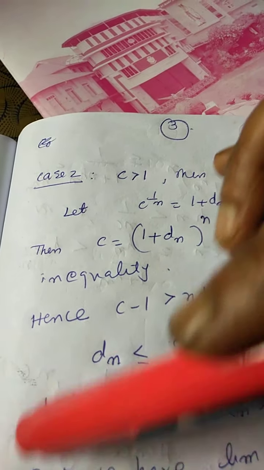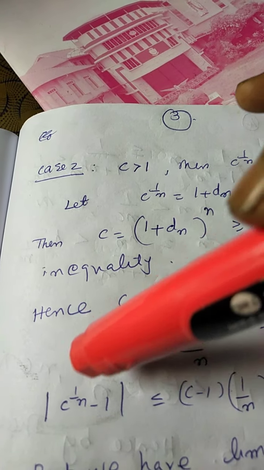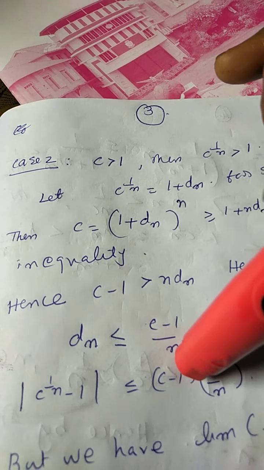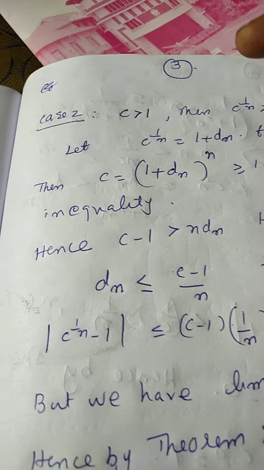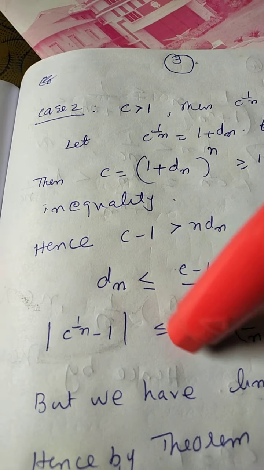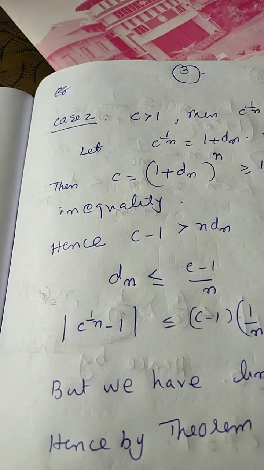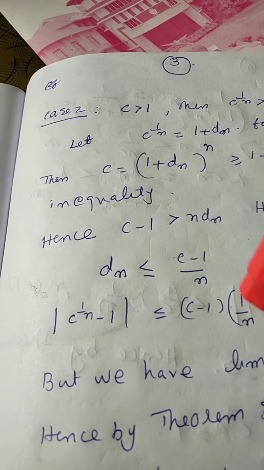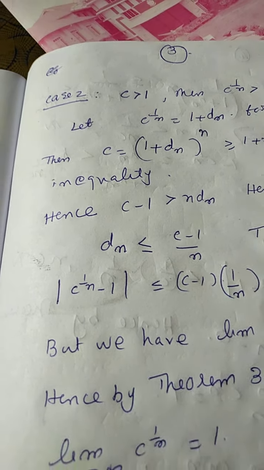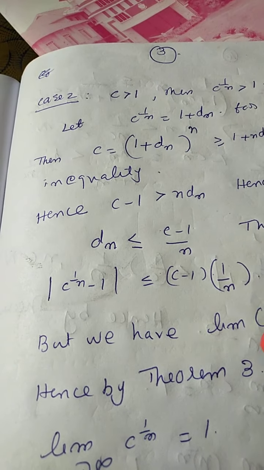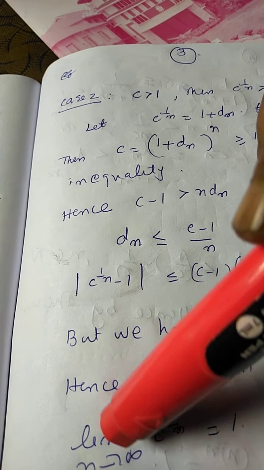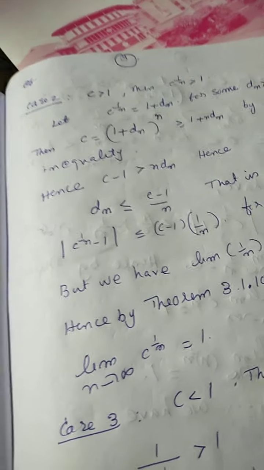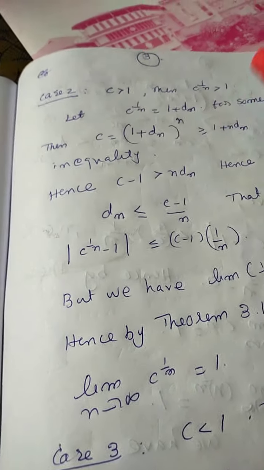So, modulus of c raised to 1 by n minus 1, that is dn, is less than or equal to c minus 1 into 1 by n. Since c greater than 1, we have c minus 1 greater than 0. So, again by that theorem, and also because 1 by n tends to 0 as n tends to infinity, by theorem 3.1.10, the limit as n tends to infinity of c raised to 1 by n equals 1. So, for c greater than 1, we have done this.